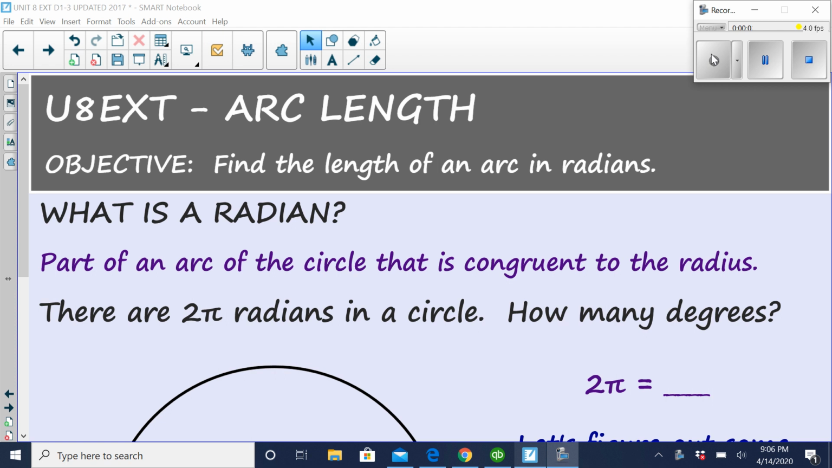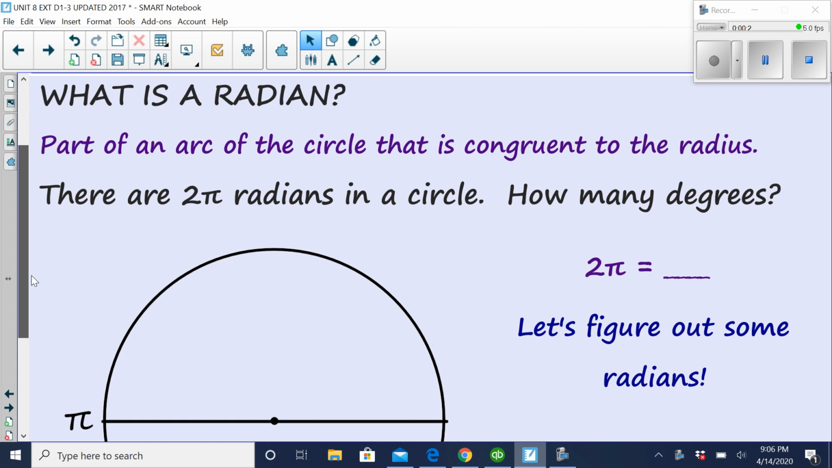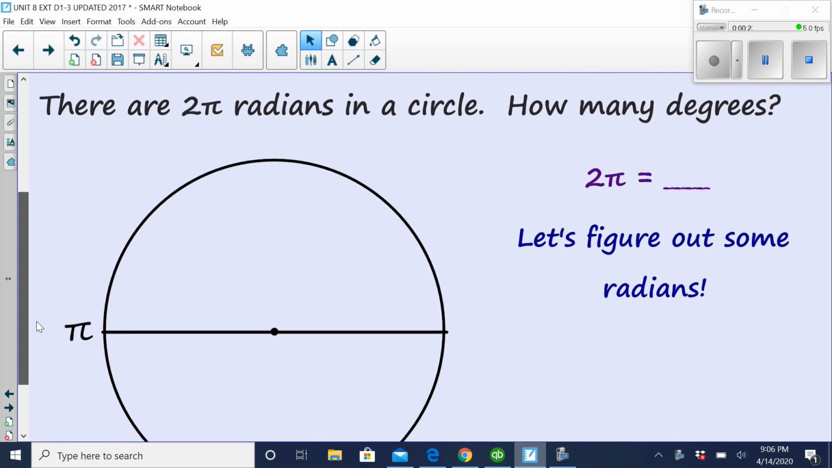Okay, so today we're going to be talking about arc length in radians, and our objective or goal for today is to find the length of an arc in radians. So before we get started, we want to talk about what a radian is. A radian is part of an arc of a circle that's congruent to the radius. There are 2 pi radians in a circle.